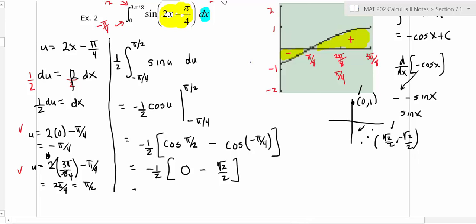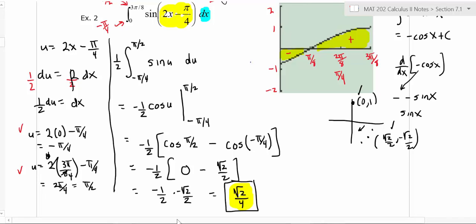So now we have negative 1/2 times negative square root of 2 over 2. So it looks like the answer to the problem is positive square root of 2 over 4. So that will be the answer.